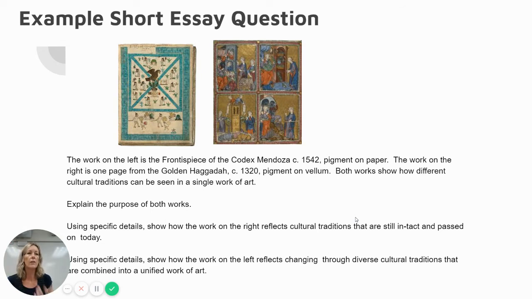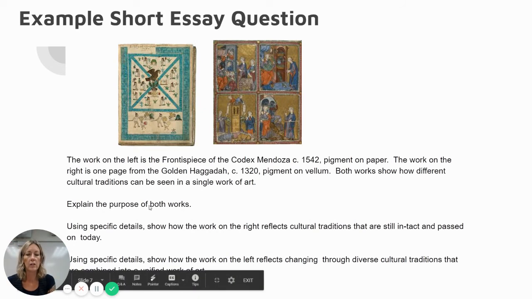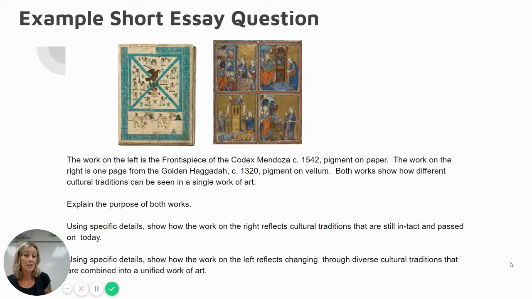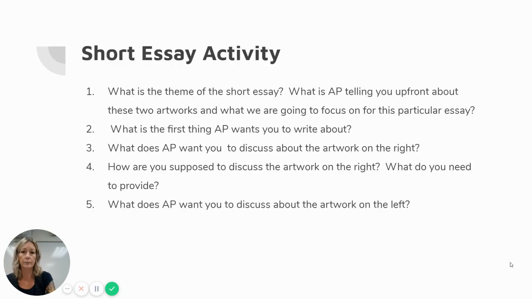Okay, so it's giving you the focus. Here's the focus of this question. Then it tells you what to do. Here's what AP wants you to write about, is the rest of it. What I have for you as an exercise, as an assignment, is on the next slide.